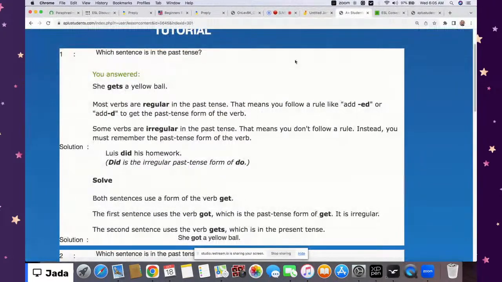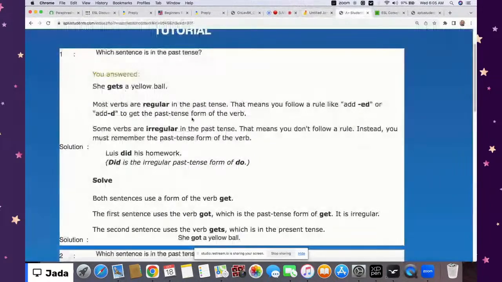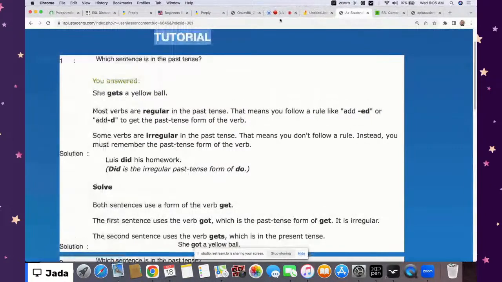All right, so we just go by the game. Most verbs are regular in the past tense. That means you follow a rule like add ed or add d to get the past tense form. So that's what we did here. We added d for baked, we added ed for jumped, and we added d for danced, right? And then some verbs are irregular in the past tense, right? That means you don't follow a rule. Instead, you must remember the past tense form of the verb.